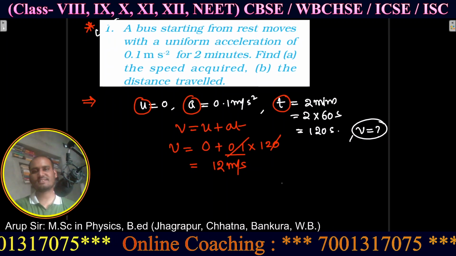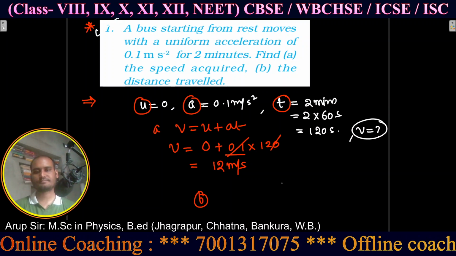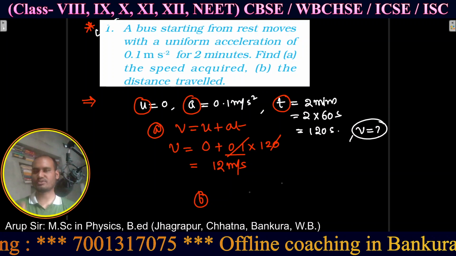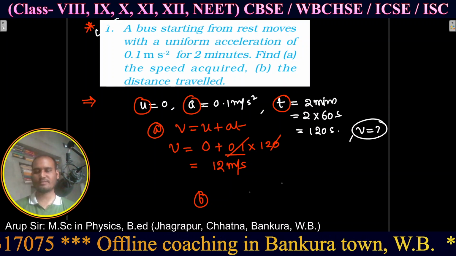Now what is the distance traveled? Distance traveled is part B, this is part A. Any formula you can use for distance. S equals ut plus half at square you can use, but there is a problem if you use that formula.